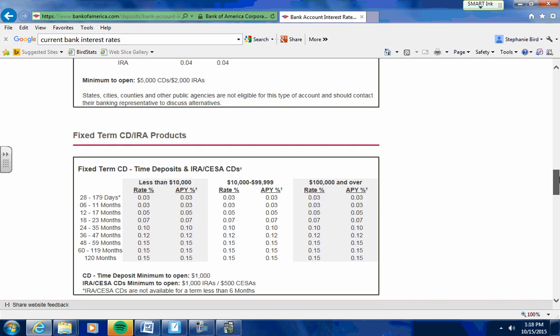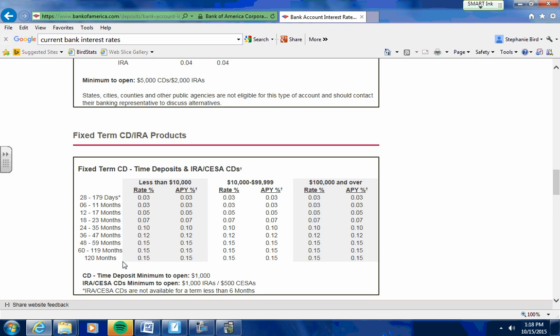And then there are CDs. A CD is a certificate of deposit. With that, you go to the bank and you say, okay, here's so much money. I'm putting it into a CD and I'm going to let it sit there for X period of time. Based off of the period of time determines your interest rate. So if you let it sit there for 120 months, your interest rate is 0.15%. Much better than 0.03%, but an interest rate of 0.15%.